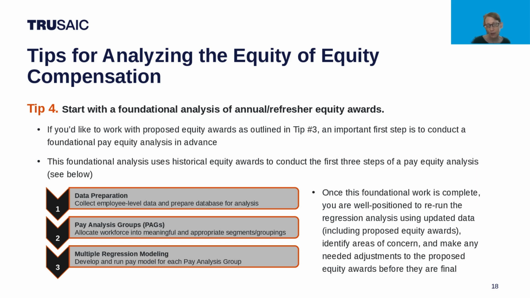As you'll recall from our discussion earlier, the first 3 steps are collecting the relevant data, segmenting your workforce into pay analysis groups, and then in this case, developing an equity compensation model for each of your pay analysis groups. Once you've completed this foundational work, you can then rerun the regression analysis using updated data. So you're getting started on the work, getting yourself situated, and then getting new data that reflects the proposed equity awards. Then you can quickly rerun the analysis, identify any areas of concern, and make remedial adjustments to those proposed equity awards.